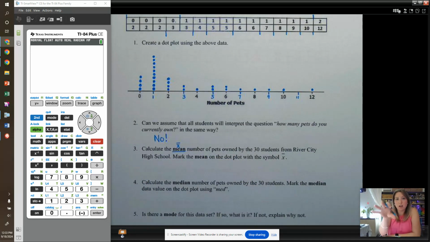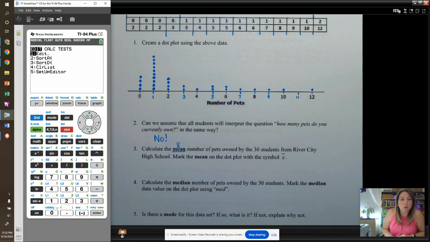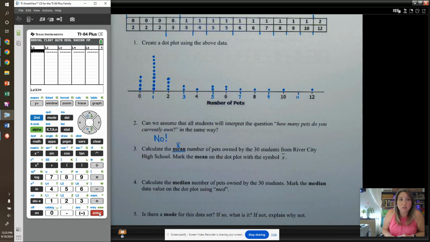So we're going to calculate the mean, which of course is X bar, the average, and then we're going to mark it on our dot plot. So this is where we grab that graphing calculator and we press stat, we press enter, and in L1 we want to put our data.